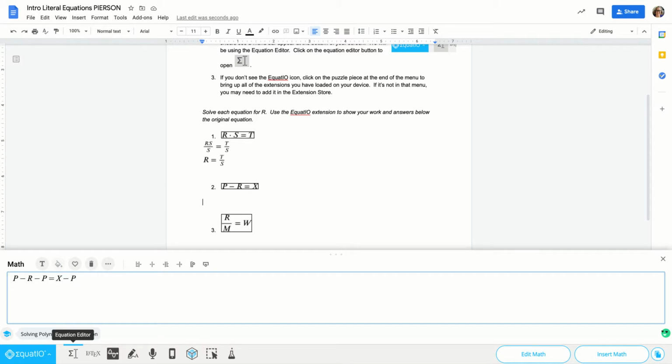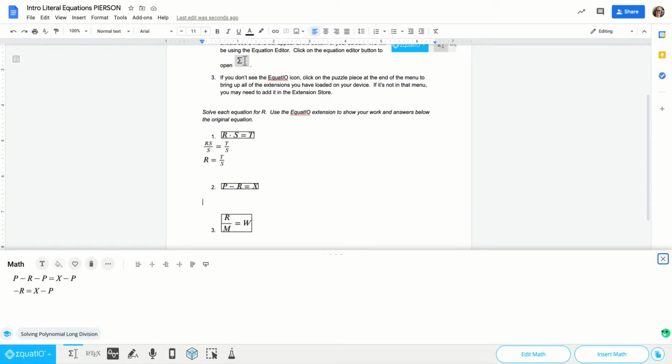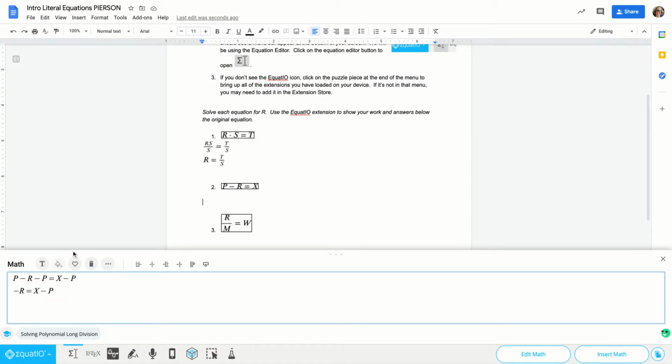Now I'm going to rewrite this so it's a little bit more simplified. So P minus P is 0. I can get rid of that. But I still have a negative R that I have to deal with. And then on the other side, we have X minus P. Okay. Then that's okay. We've solved this equation for negative R. It's not exactly what we want.